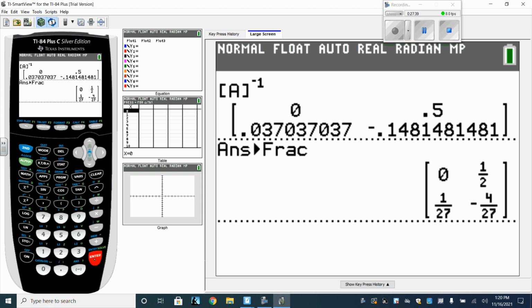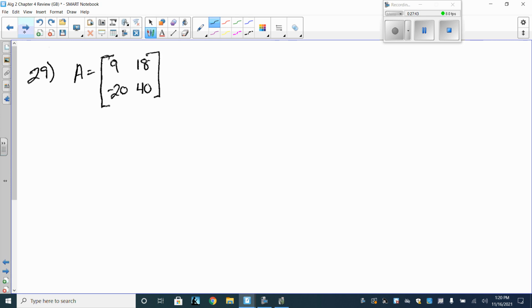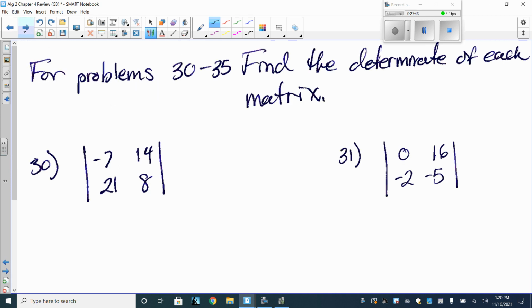I believe that brings us to the last part, yes? So we need to find the determinant. So let's look at one of each. So is 30, 31, or 32? Which one of those do y'all want to look at? 34? We'll look at 34 next. Let's do, what do y'all, 32.